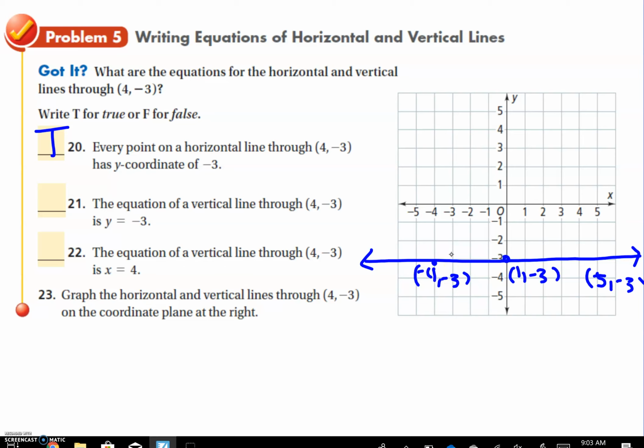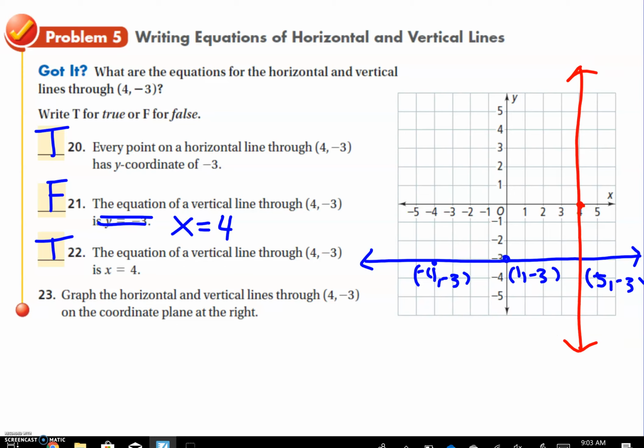So every point on a horizontal line has the y value of -3. The equation of a vertical line through this is y equals -3. That's false. A vertical line always starts with x equals, and our x value here is 4. The equation of a vertical line is x equals 4. That's true. We just talked about that. So our vertical line starts at 4 on our x and goes vertical like this.